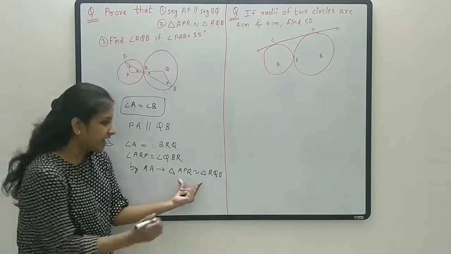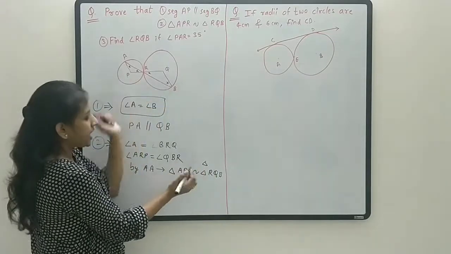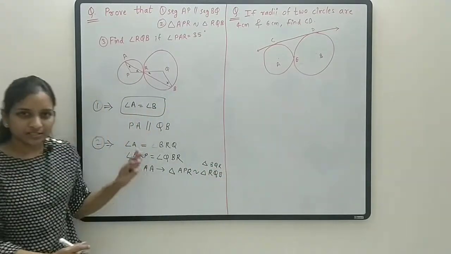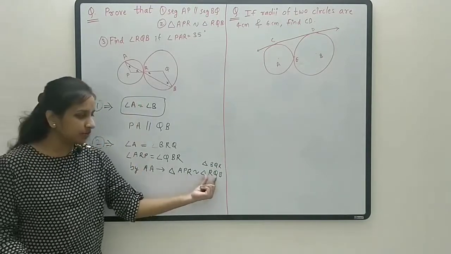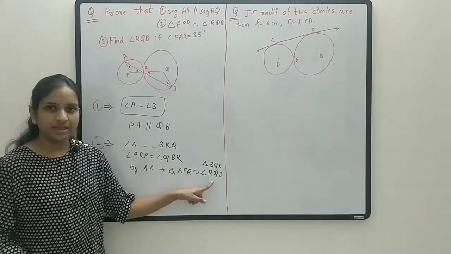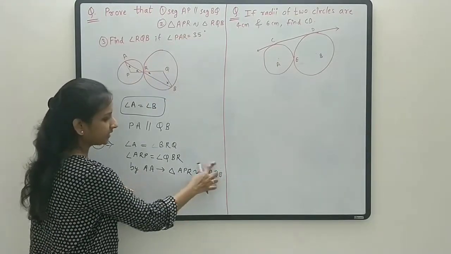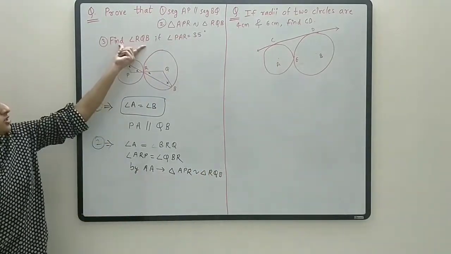See here you can write triangle BQR also, because they are isosceles triangles. Again the correspondence matches with these two triangles. Here in this case we have to prove this, that's why we are going with this, we are not taking this. Okay, now let's solve this.